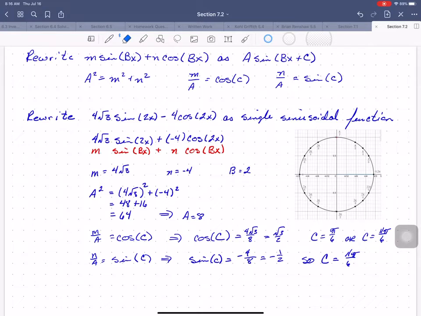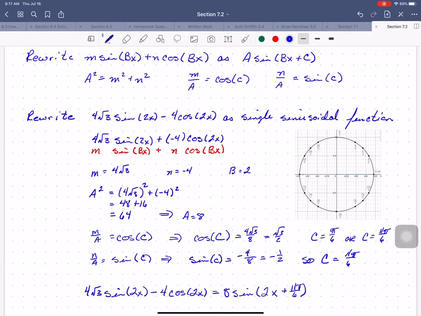So what I'm going to do is realize that 4 square root 3 times the sine of 2x minus 4 times the cosine of 2x is the exact same wave as 8 times the sine of 2x plus 11 pi over 6. And this would be my answer.